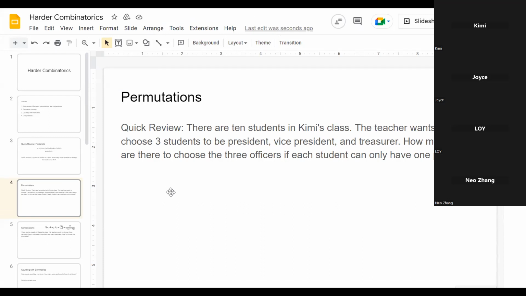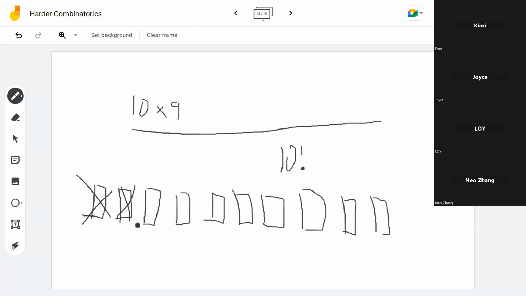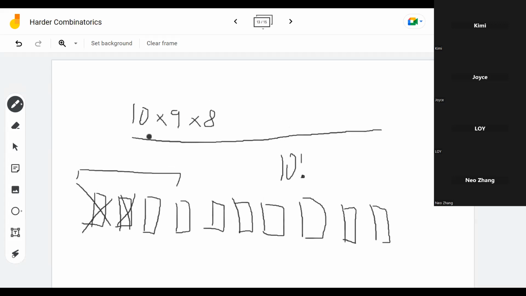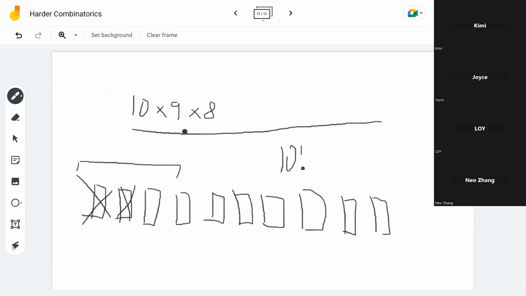And then we wouldn't continue down. We wouldn't write this as 10 factorial, because 10 factorial assumes that we're going to choose every single one of them, but we're only trying to choose 3 out of the 10. So instead of writing 10 factorial, it'd only be 10 times 9 times 8. So does that make sense? We have 10 for the first choice here. After you choose, we have 9 and we have 8. So this is our president, our vice president, and our treasurer.